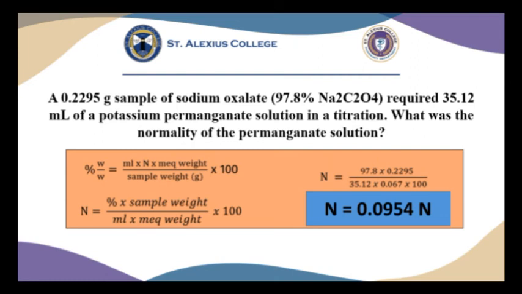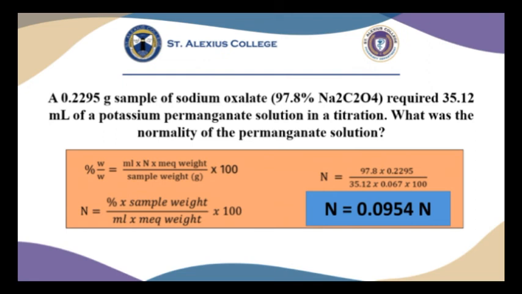Learning question number 3. 0.2295 grams of a sample of sodium oxalate, or 97.8% sodium oxalate, required 35.12 ml of potassium permanganate solution in a titration. What was the normality of the permanganate solution?